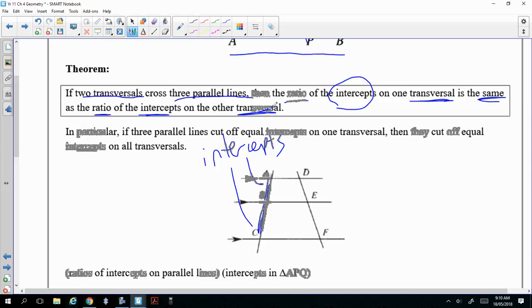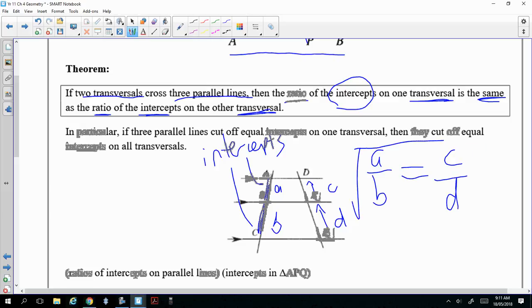So let's look at how we can express this in this diagram. If I call this length A, this length B, this length C, this length D, then the ratio of A and B is the same as the ratio of C and D. Very easy. Just this length divided by this length equals this length divided by that length, as long as there are three parallel lines. Write it down. That's called the ratio of intercepts. So the intercepts on one transversal are in the same ratio as the intercepts on the other transversal.